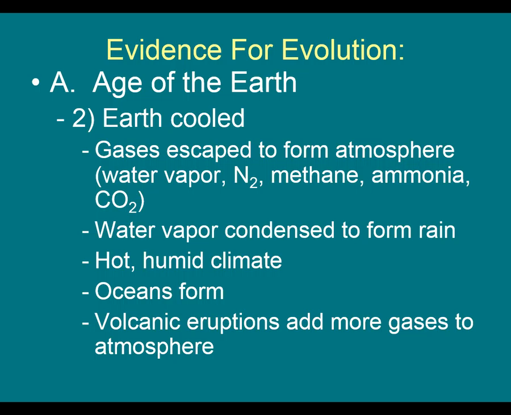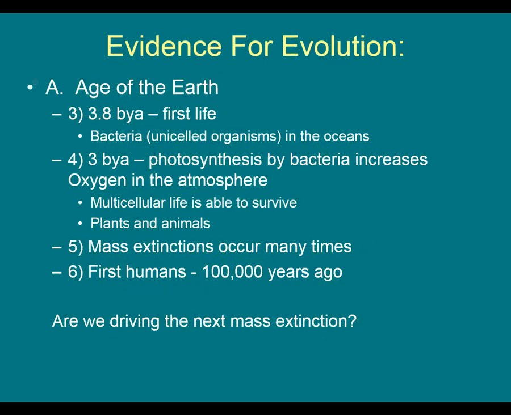Now, water vapor eventually condensed and it formed rain. This created a little bit of a hot and humid climate. The oceans did form. Then we ended up having some volcanic eruptions, which added more gases to the atmosphere. Okay, so a lot of cool things happening on the Earth there. And then a couple of other major things that occurred.